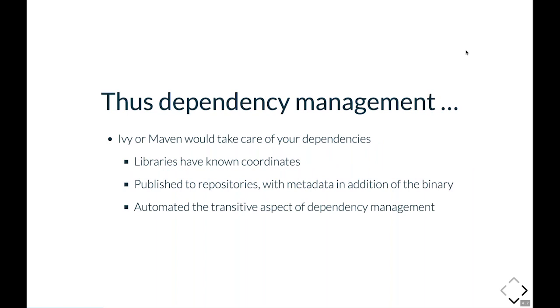And so the next step, which happened quite naturally in a way, was to start with dependency management. And you had two tools like Ivy and Maven. They would do that for you. They would take care of your dependencies. They would suddenly decide that libraries have known coordinates. And in order to publish an Ivy or a Maven library, you had to buy into that representation of your dependency. You were publishing those to repositories, whether they were public or private doesn't matter. You were publishing these dependencies with metadata in addition to the binary.